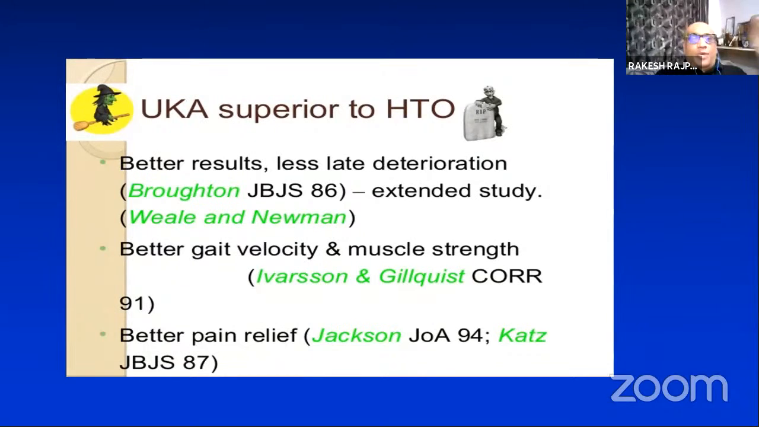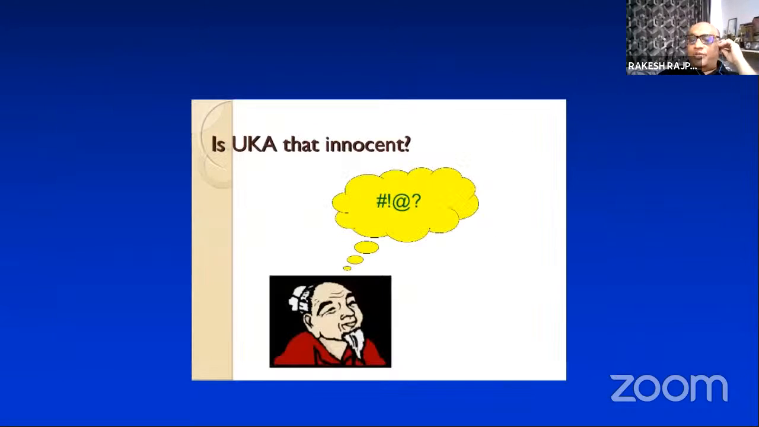If you look at all these studies which were done, the Weale and Newman series is actually from Bristol. I used to train with John Newman. Even during those days, they were quite clearly saying that in good centers, the results of UKA are far superior to an HTO. And remember, Newman was a very good surgeon, even doing a lot of HTOs. So even in his hands, the results of UKR were very much superior.